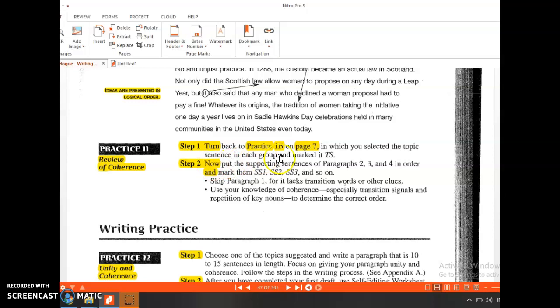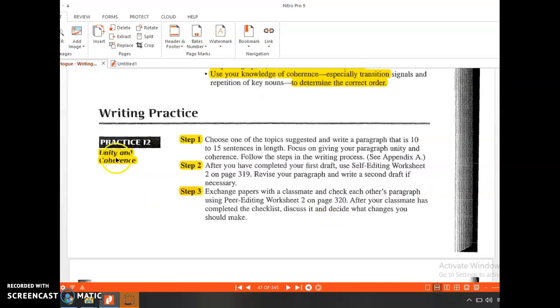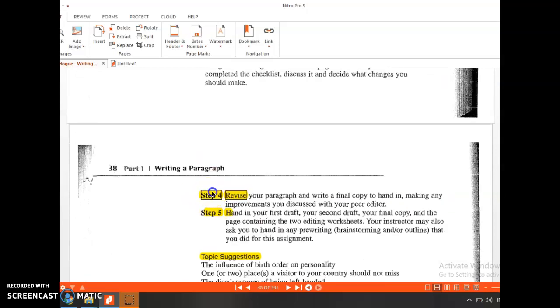Okay. Step 2, now put the supporting sentences of paragraphs 2, 3, and 4 in order and mark them as S1, S2, S3, and so on, meaning supporting sentence 1, supporting sentence 2, supporting sentence 3. Skip paragraph 1 for it lacks transitions, so do not do paragraph 1. Just do paragraphs 2, 3, and 4. Use your knowledge of coherence, especially transition signals and repetition of key nouns, to determine the correct order. Okay, I think this one, just skip it first because there are so many assignments already. Just skip it.